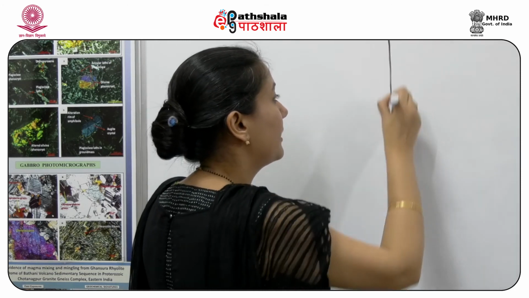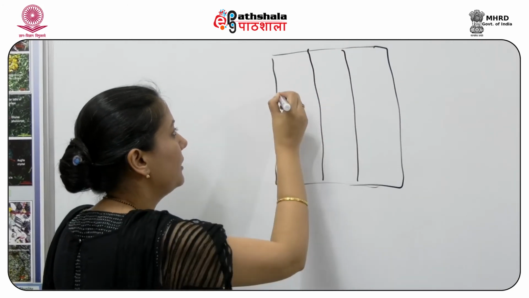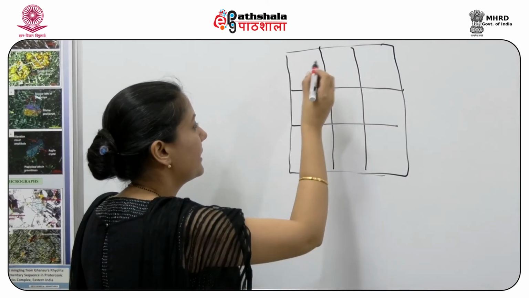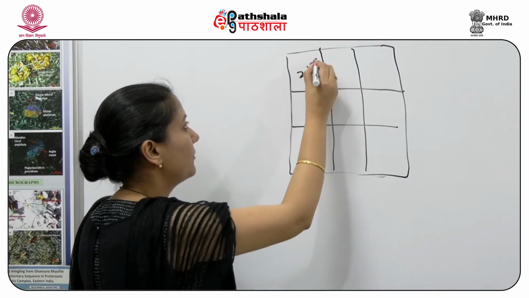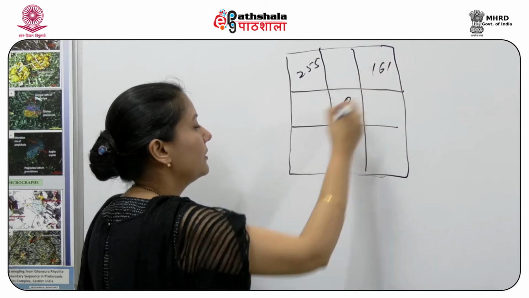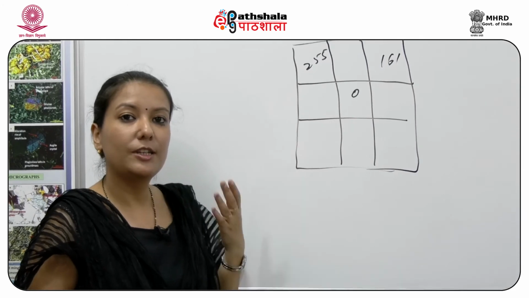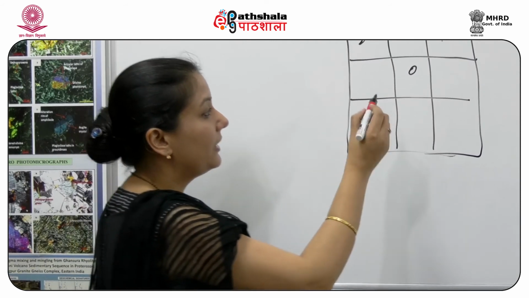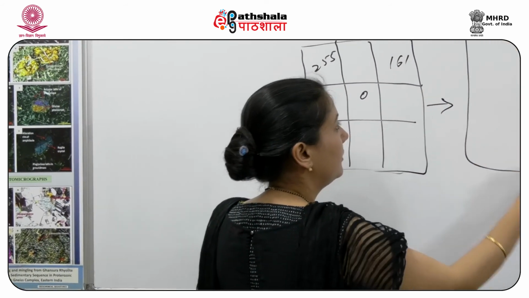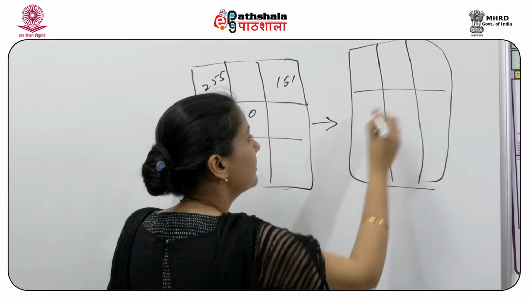In per pixel classification, suppose this is again your raster here, and you have these values, equal cell sizes, and suppose you have a certain value here, say 255, this is 0, 161, and whatever other pixels have the values here. Now what happens when you are classifying this image on the basis of per pixel classification, we get another raster here, which is also in the format of these pixels only.